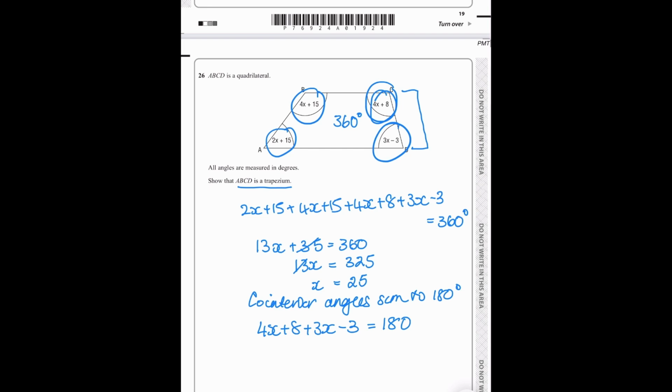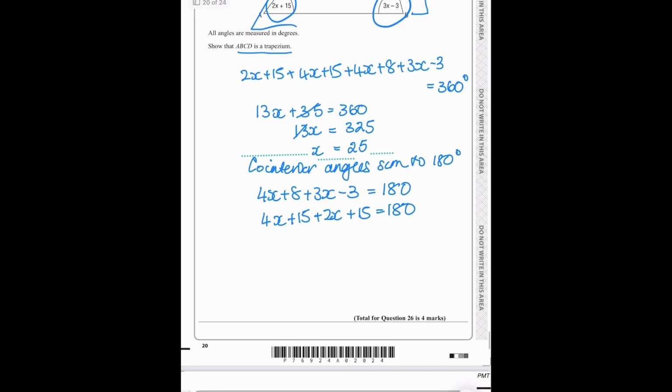Now also on the other side, these two should also equal 180. So 4x plus 15, add 2x plus 15 should also equal 180. So if we work those out now, 4x plus 3x is going to give me 7x, add 3 minus 5 is going to give me add 5.